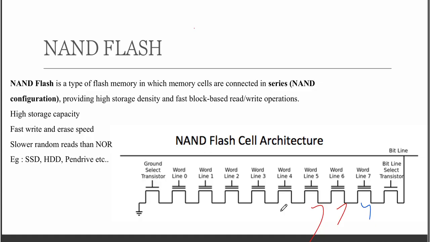Each memory cell is connected in a series format. This is how the transistors are arranged together, providing high storage density and fast block-based read and write operations. Okay, fast read and write operation, but slow random read, unlike NOR.